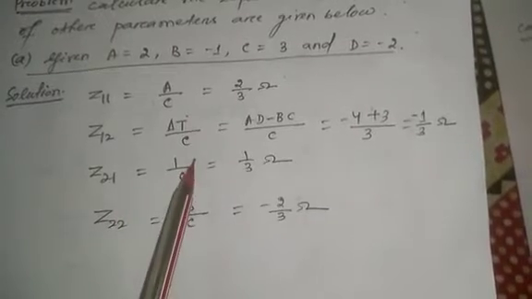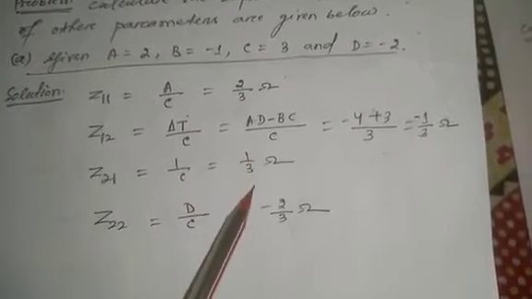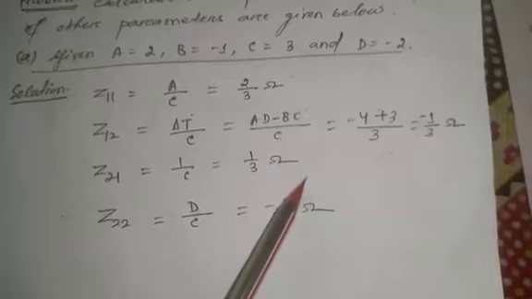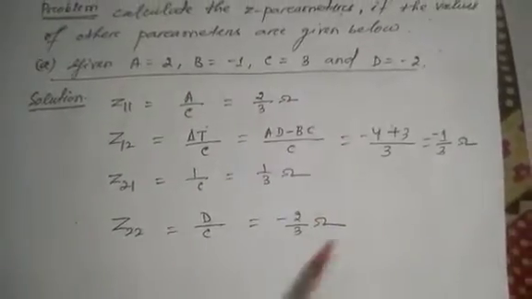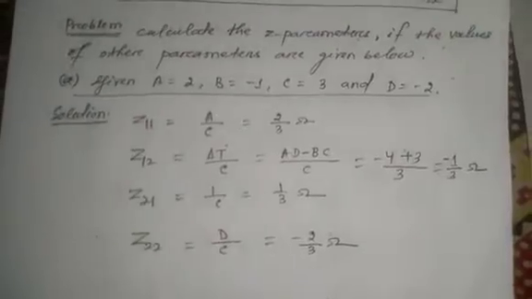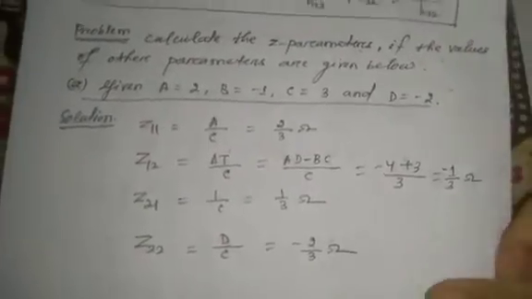Similarly, z21 is equal to 1 by C. That is 1 divided by the given value 3, that is 1 by 3 ohm. Similarly, z22 is equal to D by C. D is -2, C is equal to 3, so -2 by 3 ohm. In this way, if the ABCD parameters are given, you directly calculate the z parameter.